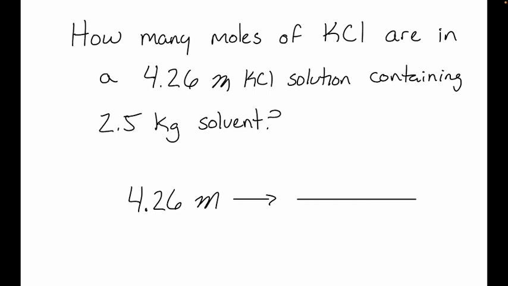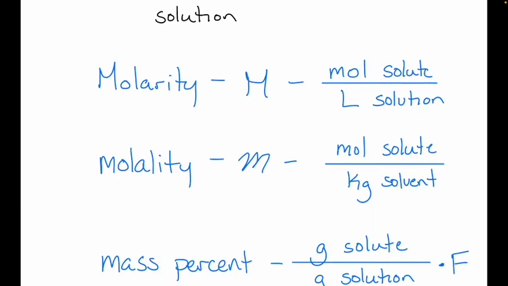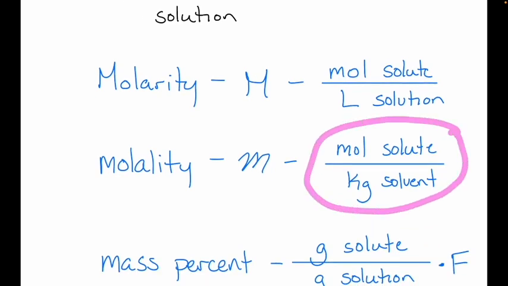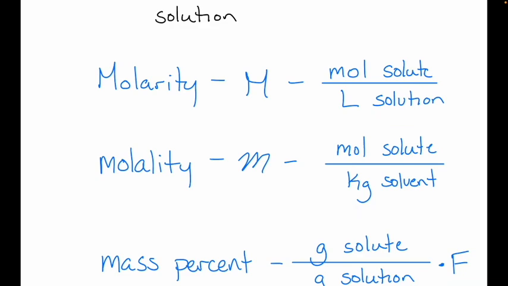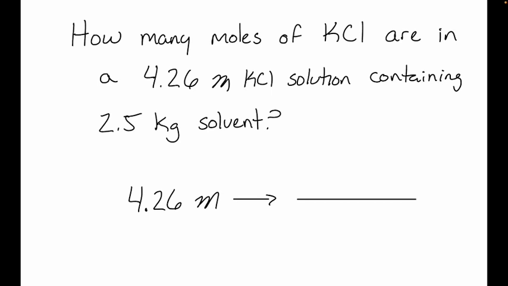All right, you should have gotten 11 here, so let's work through this. First of all, I have to take my 4.26 molal and turn it into something that I can use in my math. What is the definition of molal? Moles of solute over kilograms solvent, right? So now we're not using molarity anymore, but molal. So this 4.26 molal corresponds to 4.26 moles of KCl over 1 kilogram of solvent. So this is what I'm going to be using in my math here.